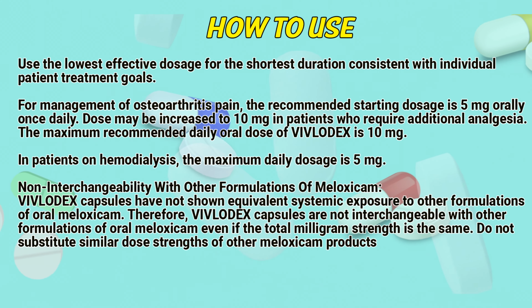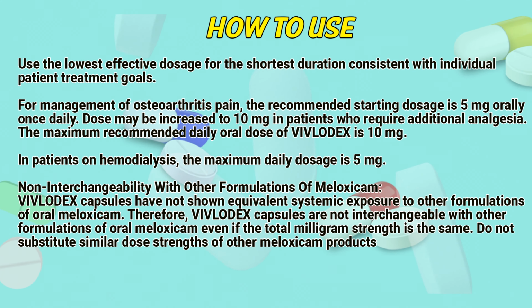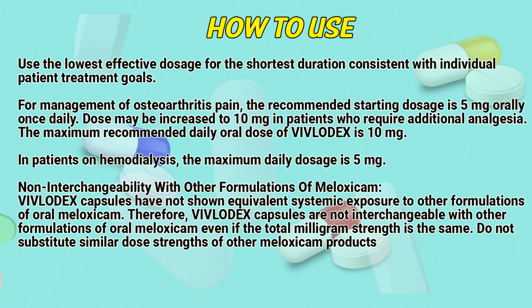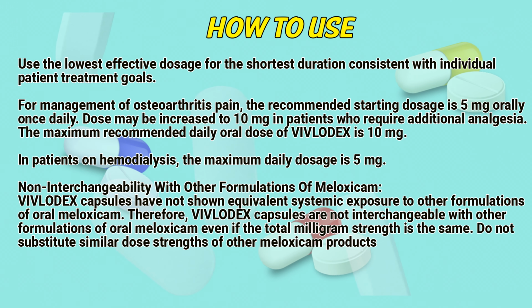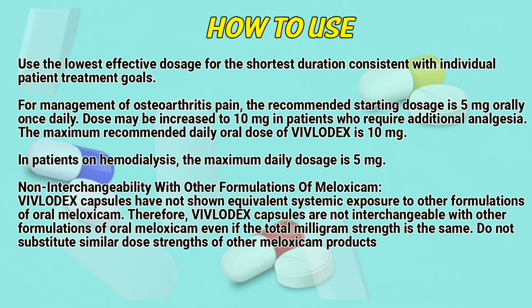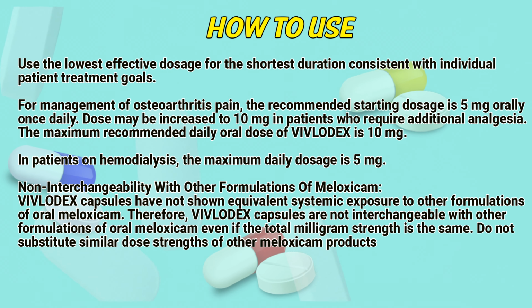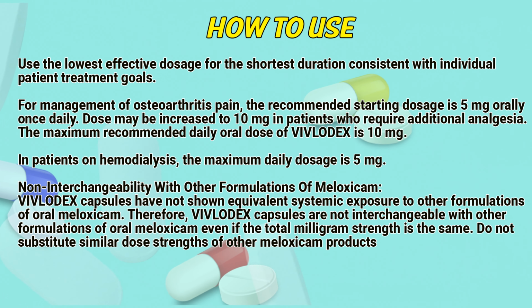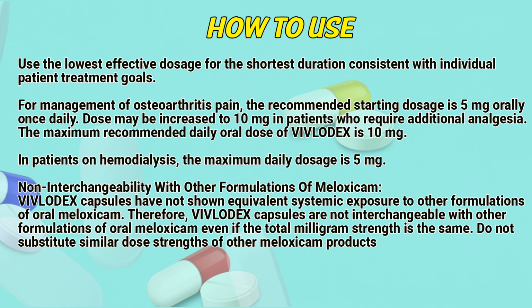How to use? Use the lowest effective dosage for the shortest duration, consistent with individual patient treatment goals. For management of osteoarthritis pain, the recommended starting dosage is 5 mg orally once daily. Dose may be increased to 10 mg in patients who require additional analgesia. The maximum recommended daily oral dose of Vivlodex is 10 mg. In patients on hemodialysis, the maximum daily dosage is 5 mg.